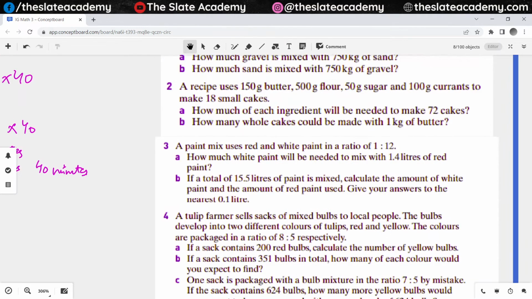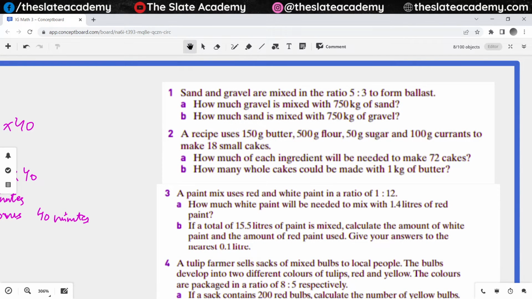Chiranji, let's look at them one by one. Sand and gravel are mixed in the ratio of 5 is to 3. Okay, so if you would like to explain, please go ahead.